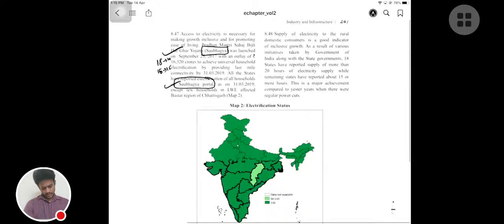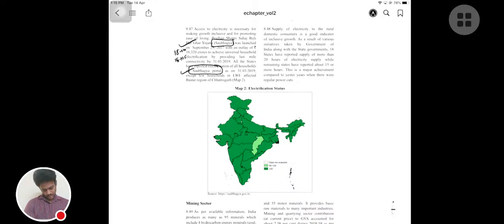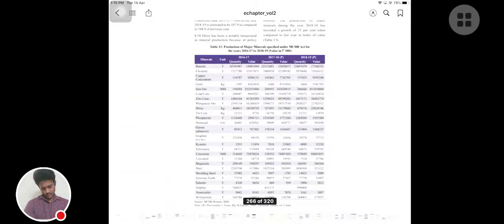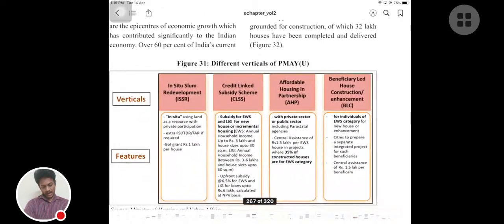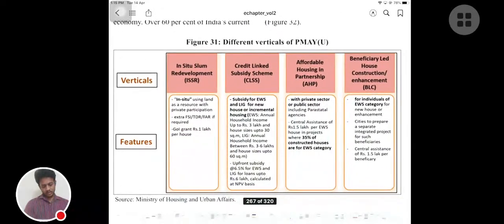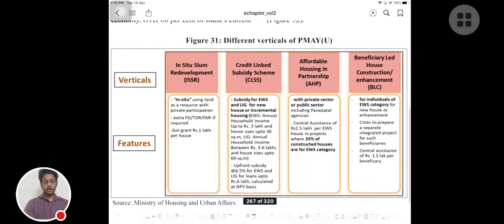Got it? So the rest of the things, electrification, this is not that required. Let us move on. Then there is the Pradhan Mantri Awas Yojana. I have already explained it with the same diagram earlier.